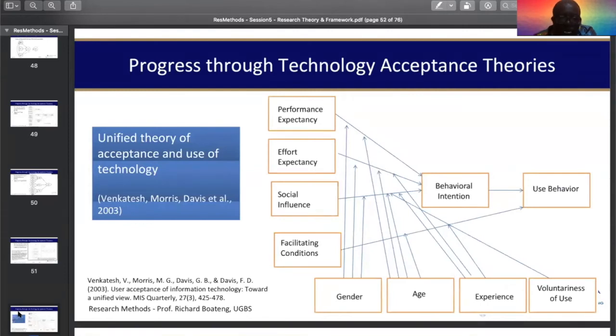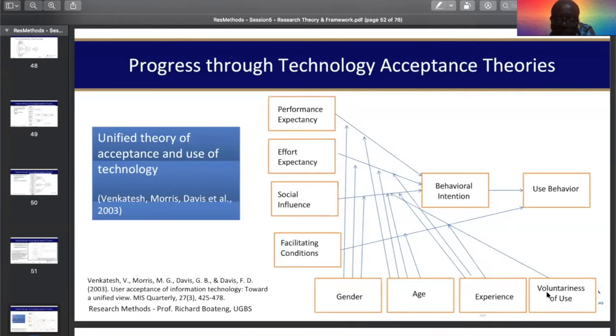So in 2003, building off the decomposed theory of planned behavior, Venkatesh, Morris, and Davis came up with this model. If you remember, Davis is the one who did the technology acceptance model. He said that there are other factors that can influence a person's intention to perform a behavior and then use it. So they have performance expectancy, effort expectancy, social influence, and facilitating conditions. Remember, facilitating conditions was used in the theory of planned behavior. All of these lead towards behavioral intention, leading to use behavior. But he now brought in moderators: gender, age, experience, and voluntariness associated with it.